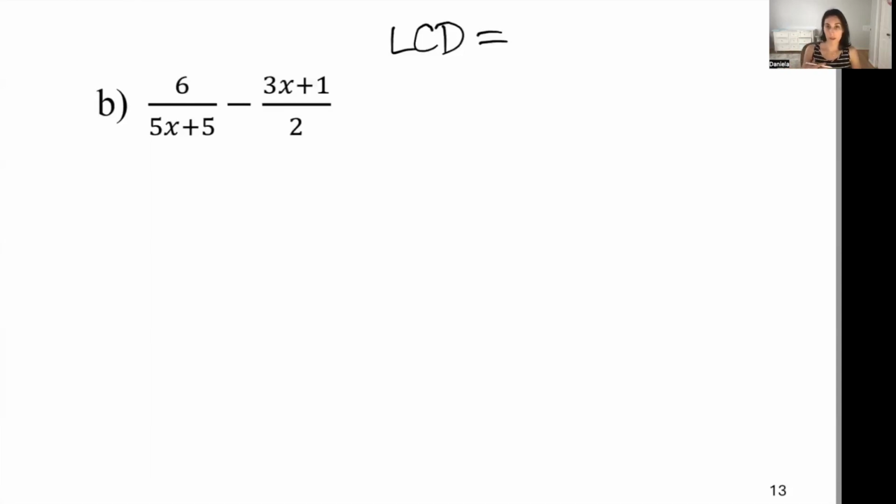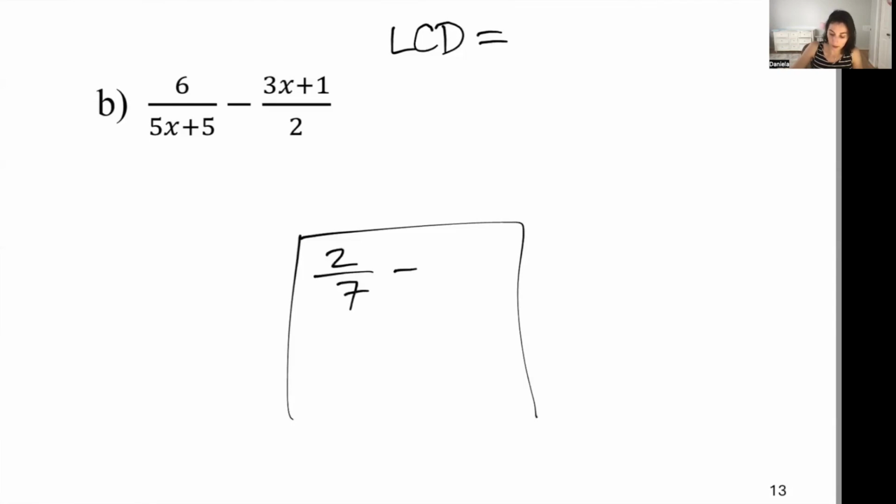Let me just back up for a second if you're confused. Just bear with me. Let me completely switch gears. Let's say I was subtracting, I don't know, 2/7 minus 3/4, right? And you have to ask yourself, okay, we need a common denominator.